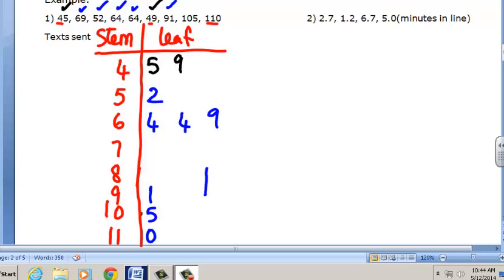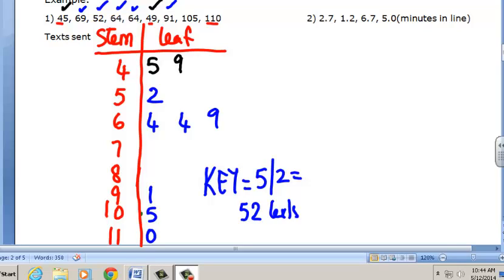Now this is my key. In the key, remember, you can choose any number. In this case I'm going to go with 5, 2, and then say this is 52. That equals 52 texts sent. Always write the unit.